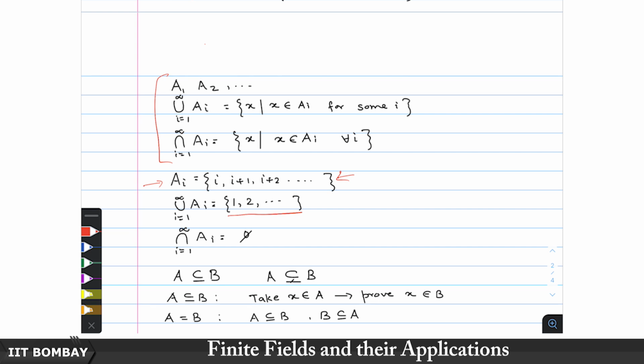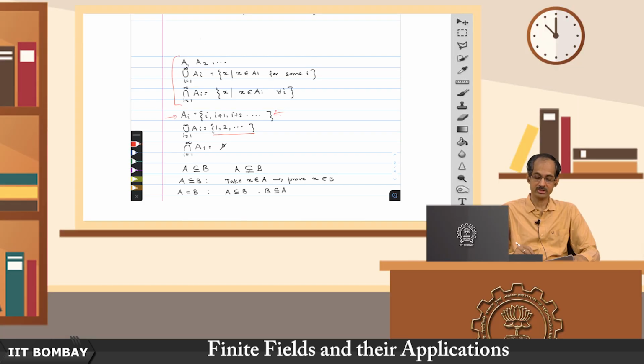And what is the intersection of these sets? The intersection of these sets is the empty set, because no element is there in all these sets. If you take any integer, for example 7, it is not there in A8. So, every natural number is not there in some of these sets.